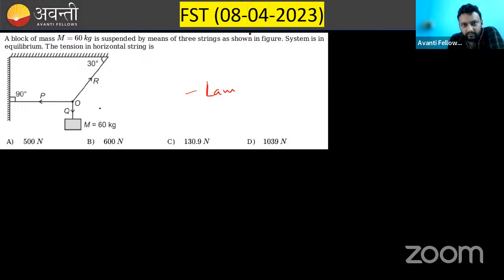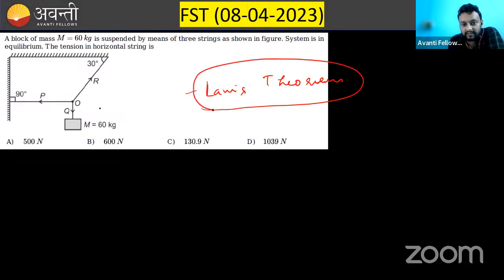Using Lami's theorem, laws of motion. Yeah, you can solve it using laws of motion. But the actual theorem you should use, this is the same question that I have solved at the last of the previous class. Rotational motion class, the last topic of the rotational motion was Lami's theorem. You shouldn't forget that.